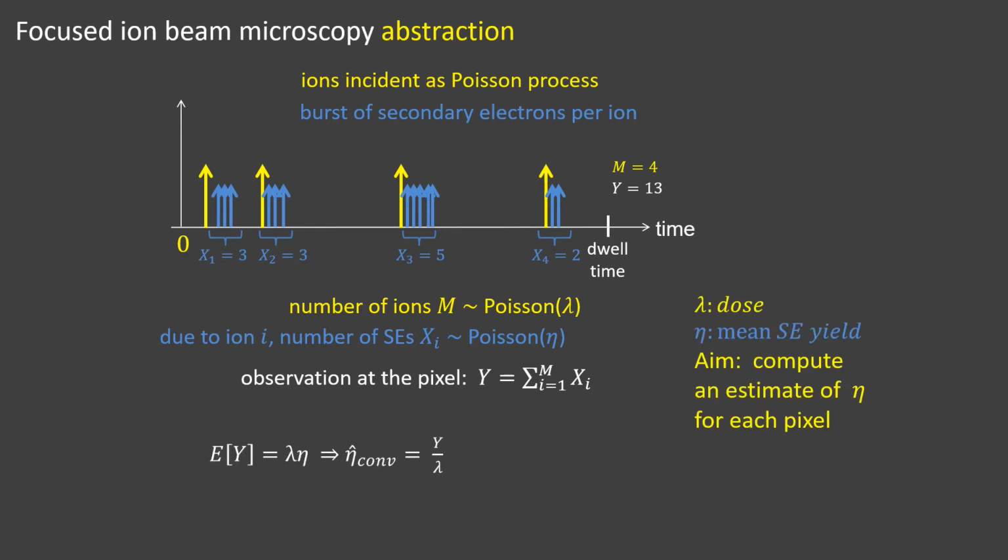Since the expected value of Y is proportional to eta, as we raster scan, any scaling of Y gives a reasonable image of the variation of eta. This reveals a way of performing conventional estimation, which is the total detected SE divided by total dose lambda. However, we can do better through time-resolved measurements.